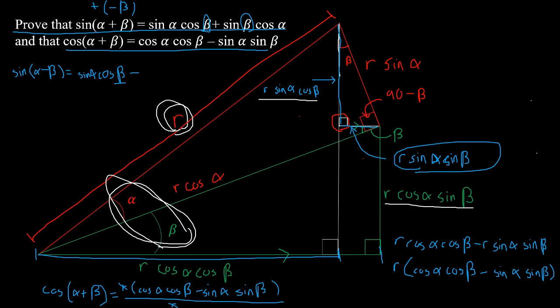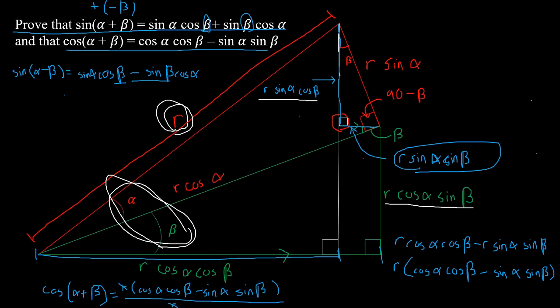And it's going to be minus sine of beta cosine alpha. This minus sine beta is because sine of negative beta is the same as negative sine beta. So that's where you can get the angle subtraction formula for sine.